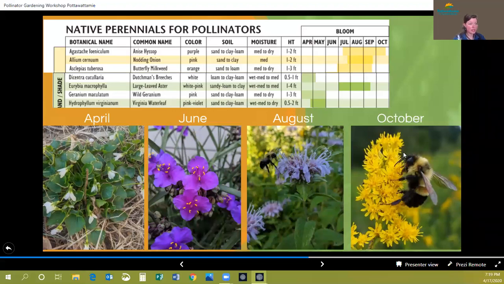And late in October and even into November, if we have a long season, goldenrod is a huge provider of pollen and nectar, especially for our migrating monarchs and for the bumblebees that are getting ready to hibernate. So if you can, the more species you have, and having species that bloom all year is really important.